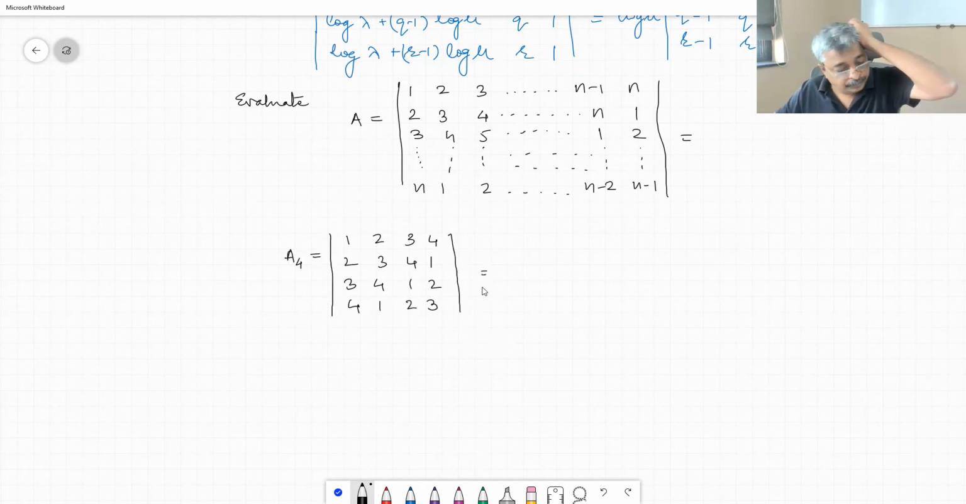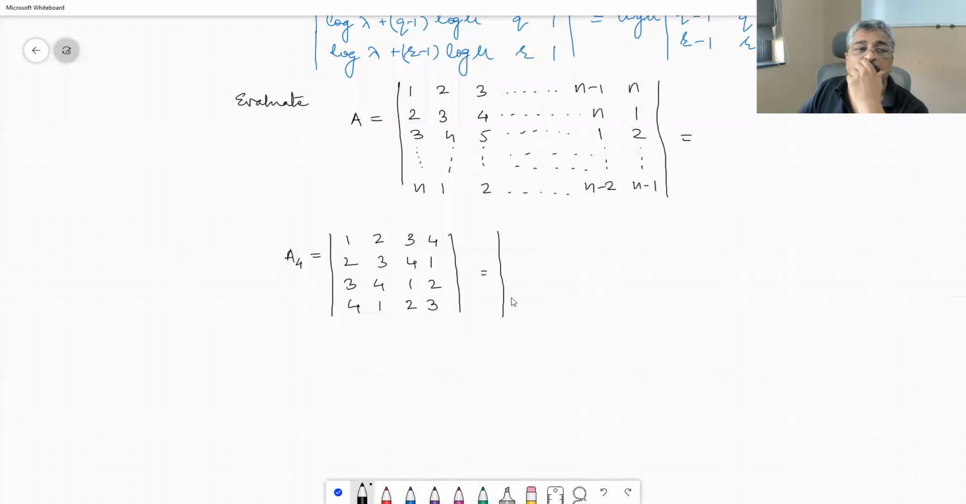Okay. What should be our first step? If we subtract third row from fourth, we get 1 here. Second row from third, we get 1 here. First row from second, we get 1 here. So basically n minus 1th row from nth row. So we keep first row as it is.